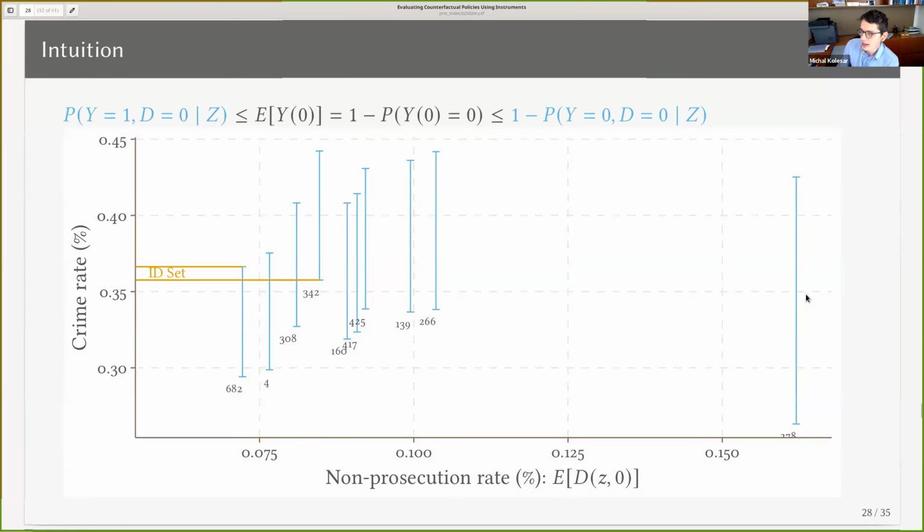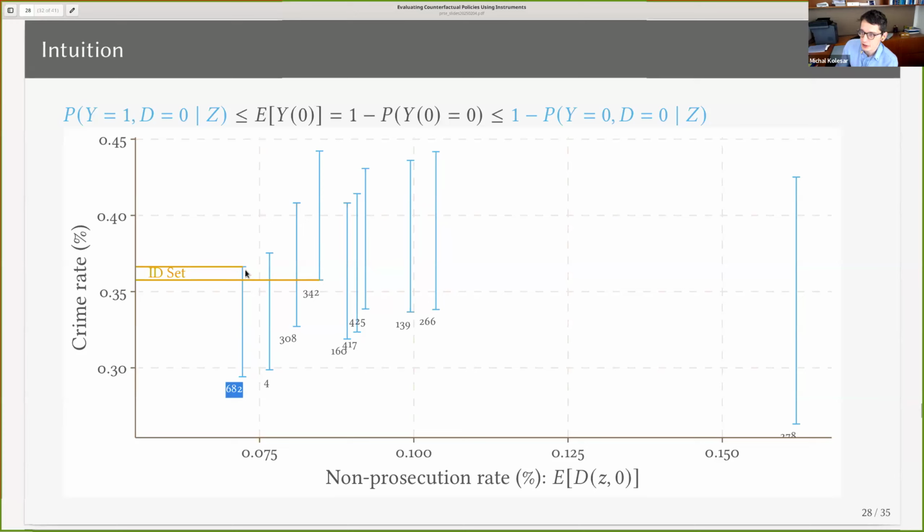Why is this? Well, as I was explaining before, what the sharp identified set does is it looks at bounds that take one prosecutor at a time and then intersects them. So in this case, the intersection is given by this orange line. So I get a pretty tight identified set. The lower bound is determined by Judge 342 and the upper bound by this Judge 682.